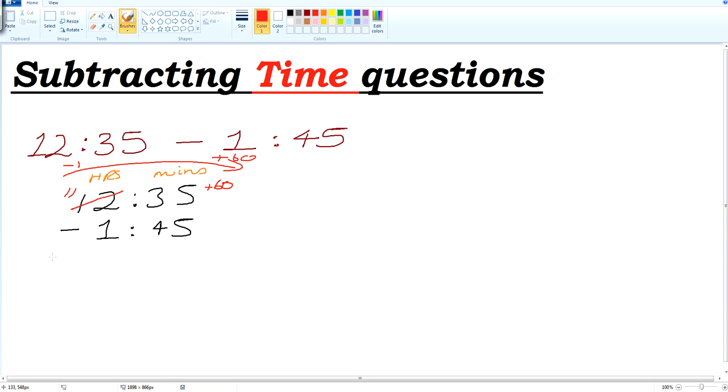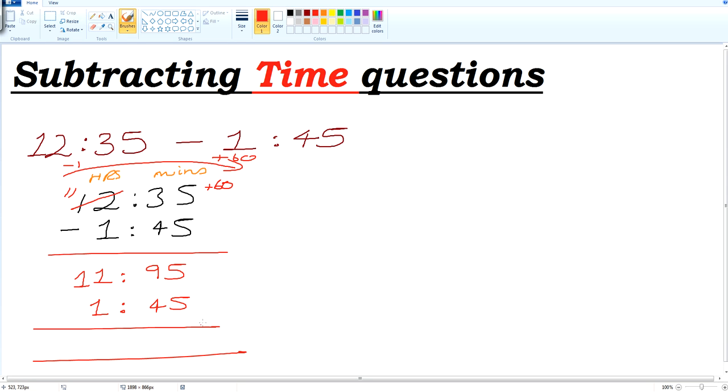So what we can do now, we can rewrite the question. 12:35 has become what? 11:95. And the 1:45 on the bottom stays as 1:45. So the question gets rewritten. Now we are in the position that we can actually do the question.